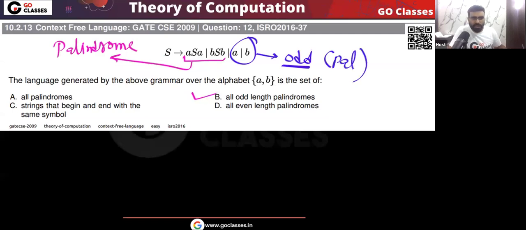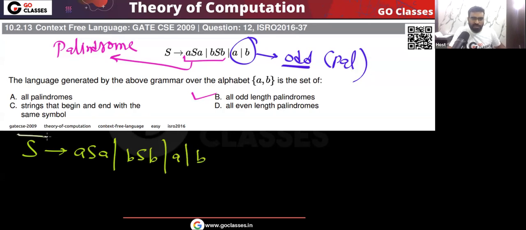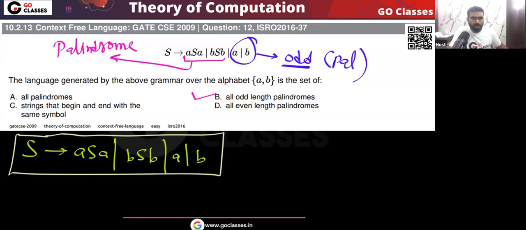Now, tell me what are the counter examples for option A. Option A is saying all palindromes. So tell me, from the given grammar, can I generate double a? This is the given grammar, S goes to aSa or bSb or a or b. Tell me, from this given grammar, can I generate all palindromes? Option A is saying all palindromes. So can it generate from this? I can never generate aa. Can I generate double a?